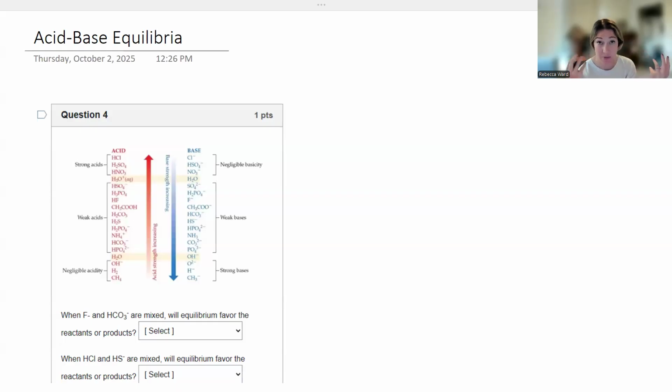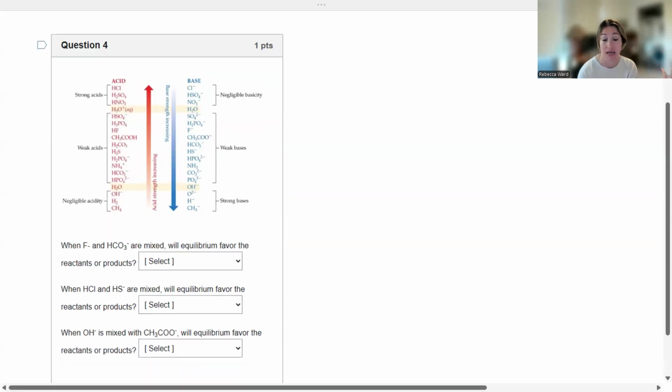So here's the first type of question where we're really going to have to take what we learned from chapter 15 and apply it to chapter 16. We're asked about these two things mixing together and then wondering, are we going to have more products or more reactants? Okay, so that is an equilibrium concept, and then we're going to apply it to acids and bases. To answer this question, you have to have this image, and you'll have that embedded in an exam question.